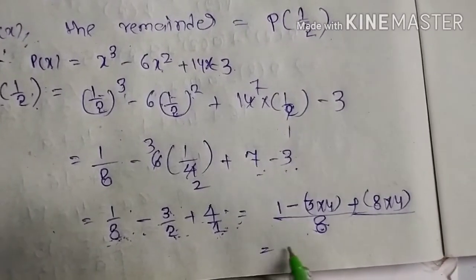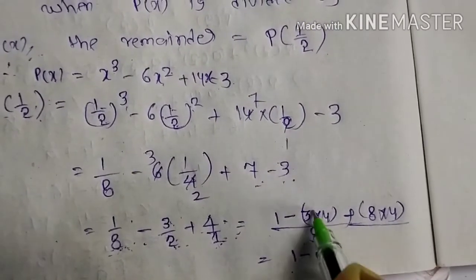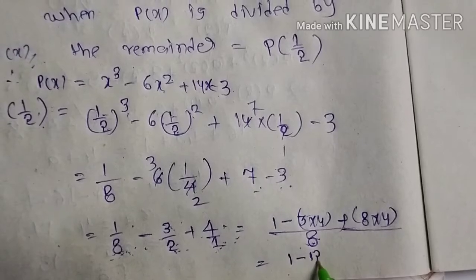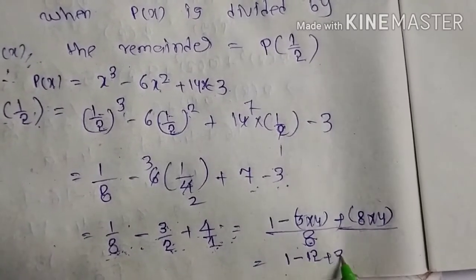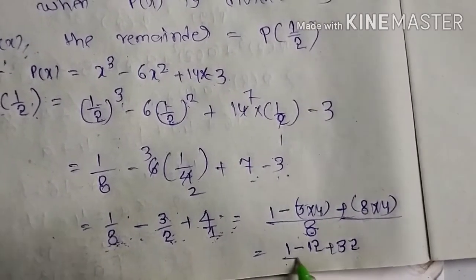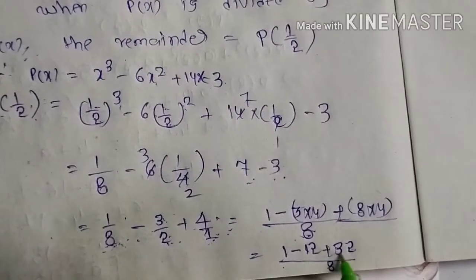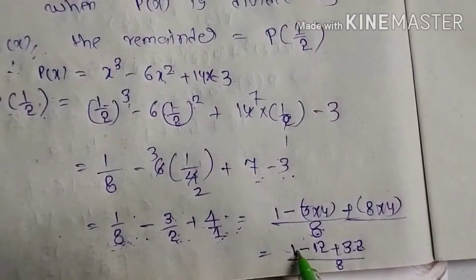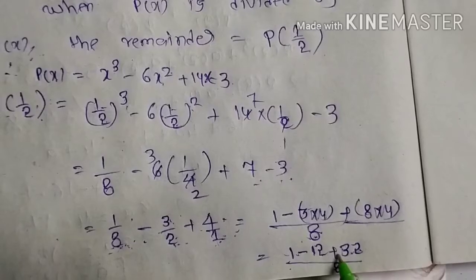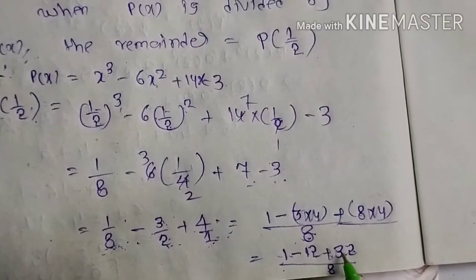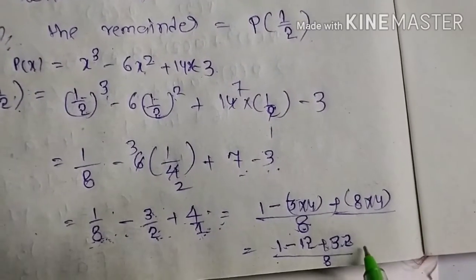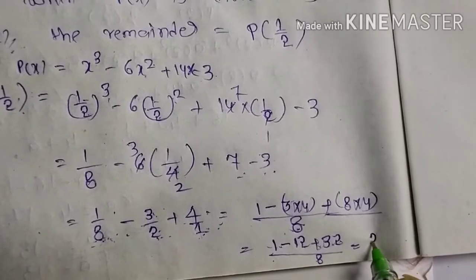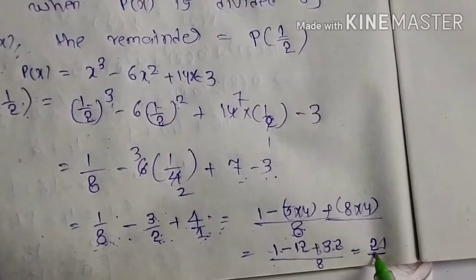C is equal to 1 minus 3, 4 ja how much? 12 plus 8, 4 ja how much? 32 by 8. That means 32 plus 1, how much? 33. 33 minus 12, how much? 33 minus 12 is 21, or not? Yes or no? Here I am writing 21 by 8.